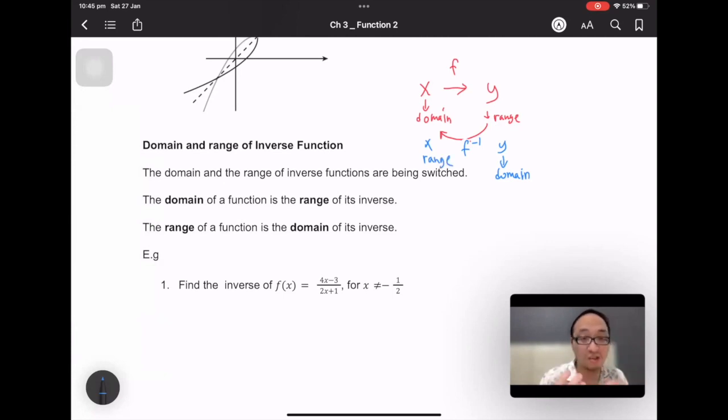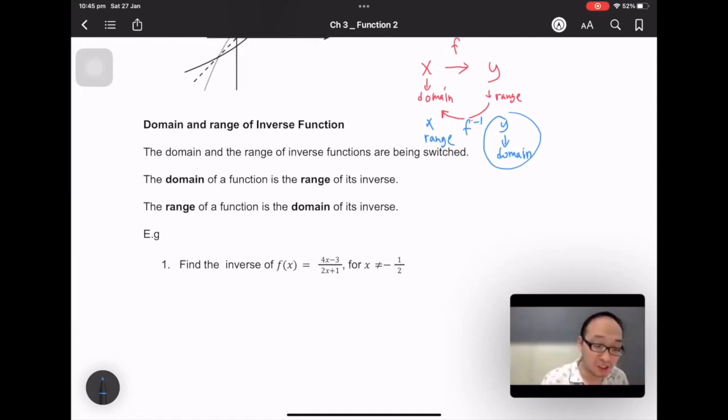because inverse function is replacing y back to the x. So y will be the domain for the inverse, and x will be the range for the inverse function. So that's why the domain and the range of the inverse functions are switched. The domain of a function is the range of its inverse, and the range of the function is the domain of its inverse. So it's vice versa.